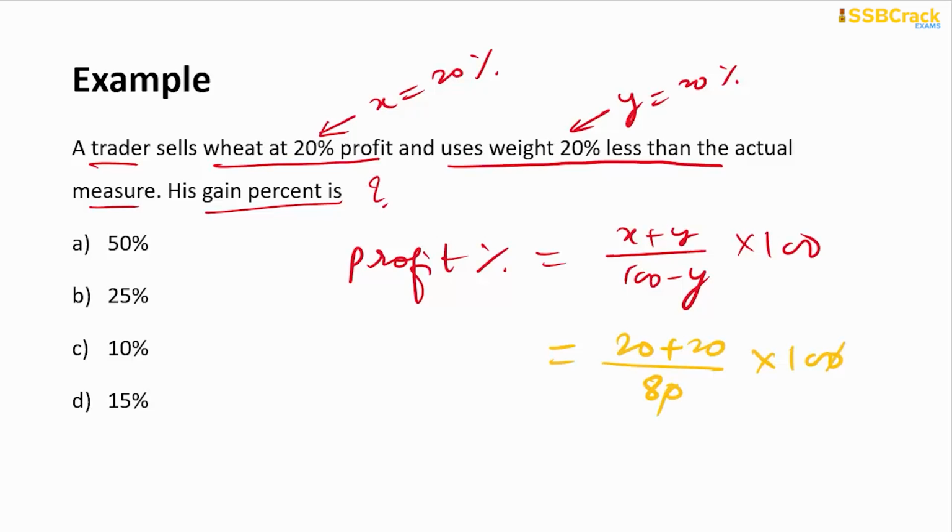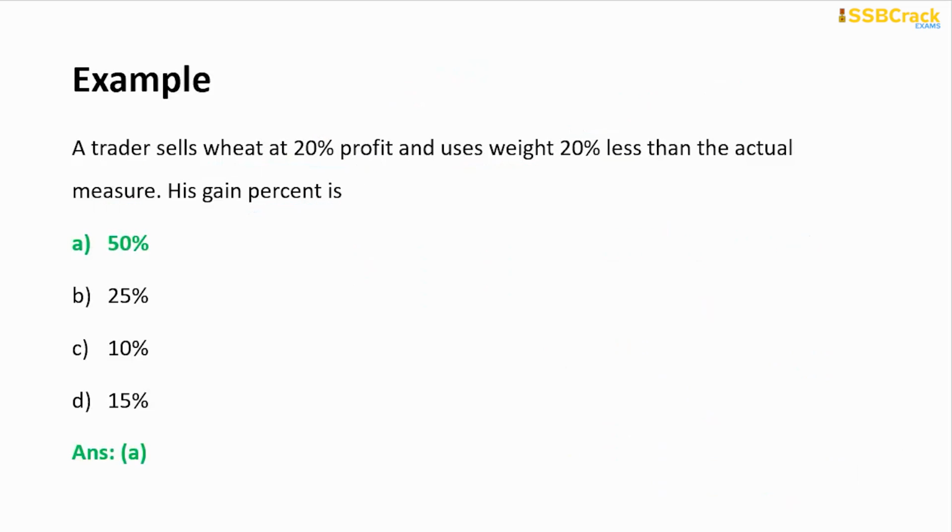So we have this 0 to cancel, and in the numerator we have 40 upon 8 into this 10. So 8 1s are 8, 8 5s are 40, 5 into 10, 50. Alright, so profit percent is 50%. So the right key is option A. Very clear. I hope these formulas are clear to you.